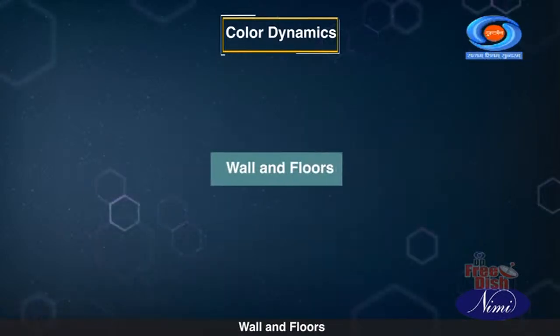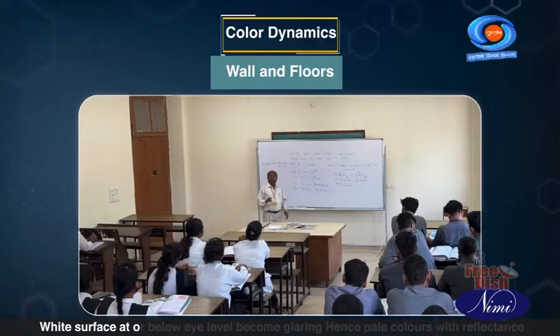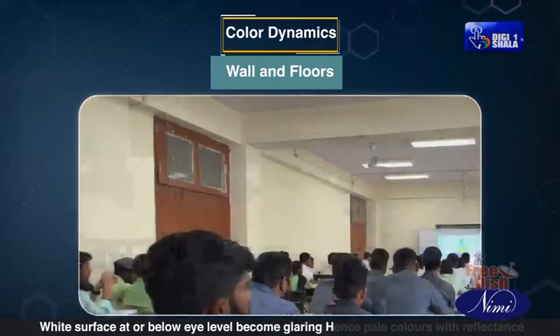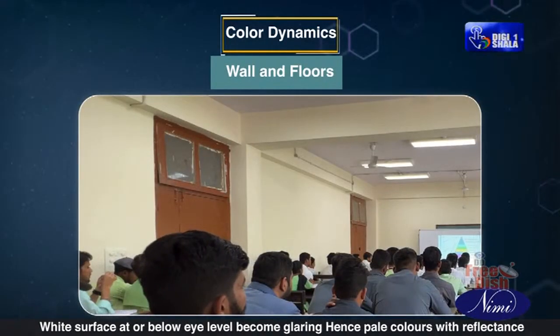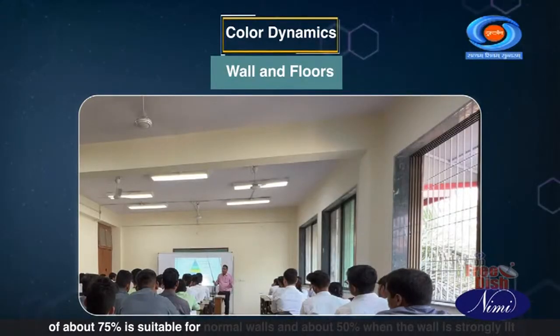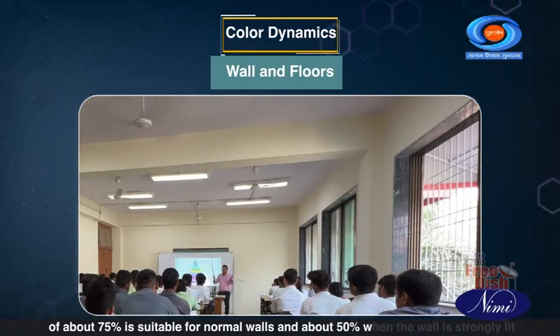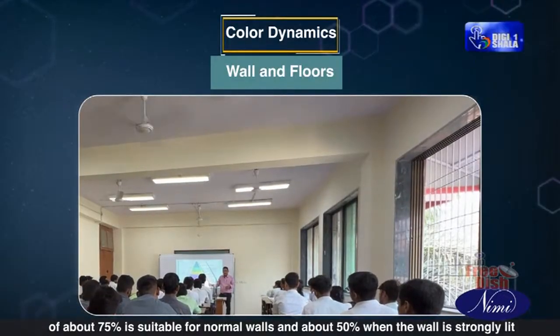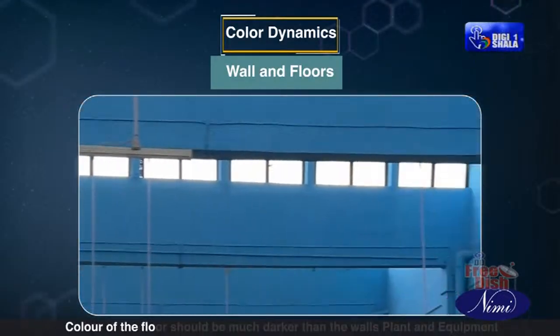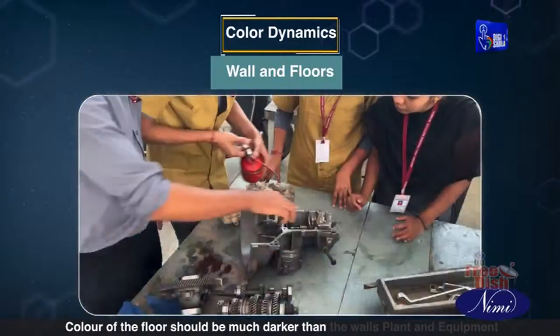Walls and floors. White surfaces at or below eye level become glaring. Hence, pale colors with reflectance of about 75% are suitable for normal walls and about 50% when the wall is strongly lit. The color of the floor should be much darker than the walls.